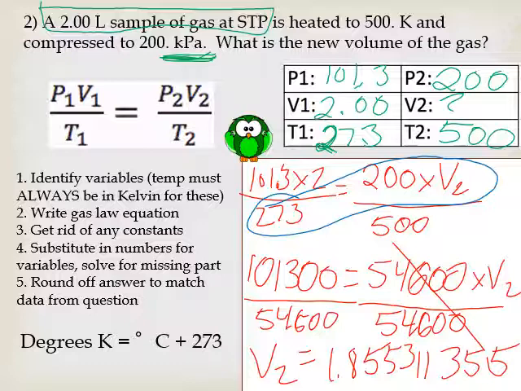We're looking at the new volume, so I want to see how the original volume was written. And the original volume was written right here as 2.00 liters. So I'm just going to follow the same format. I'm going to round it off to 2 decimal places.